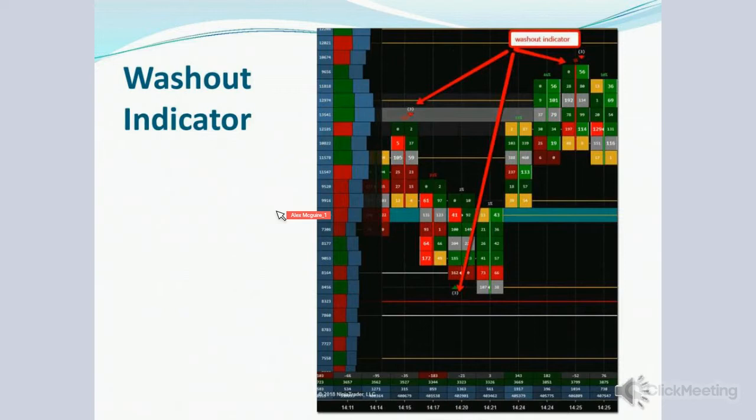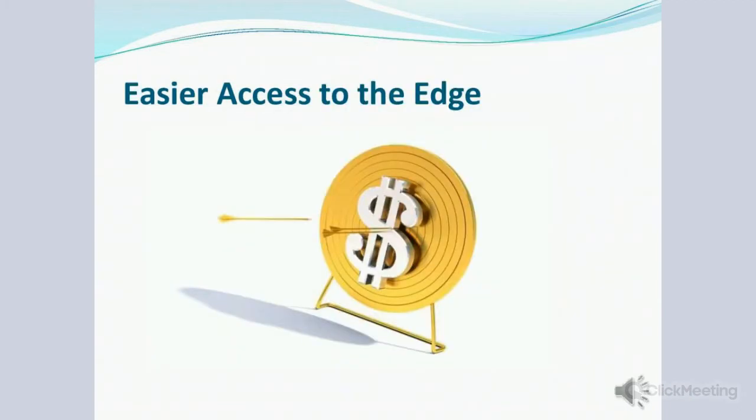Now, here we have another example of a washout signal indicator. You notice here, give you an example. It's interesting watching how many times the indicator barely ever fails. So now, as you can see, you have easier access to the edge that we're all looking for.